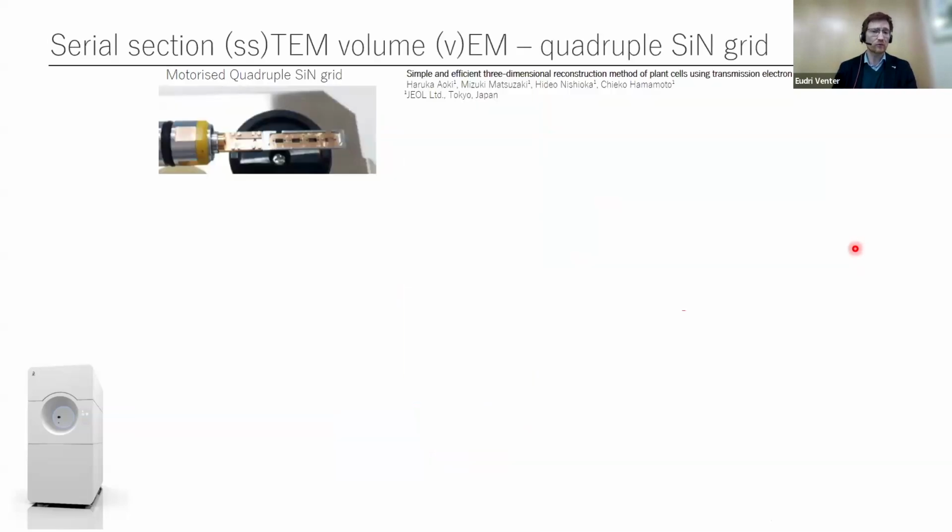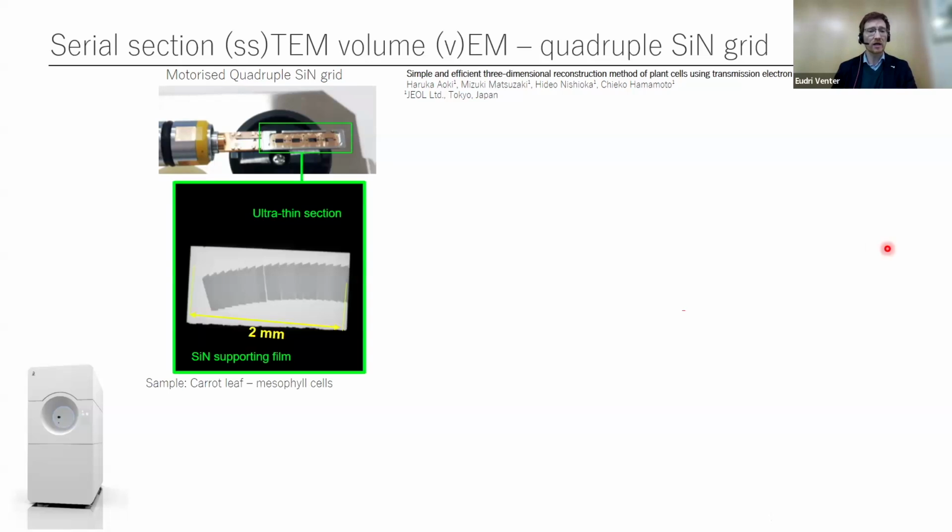If we were to now take that one step further and combine this with a modification to the sample holder, which makes use of a motorized quad silicon nitride window holder, this allows you to load a significantly larger amount of sections into the TEM at one go. So in this case, this was a serial section TEM experiment whereby 200 sections were loaded into the TEM with one loading session. Every silicon nitride grid contained approximately 50 or so serial sections.